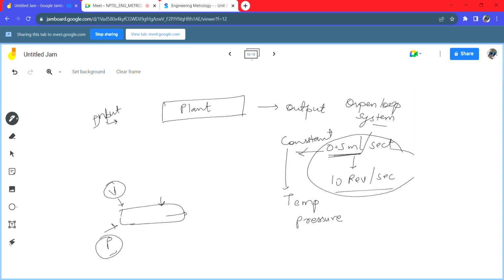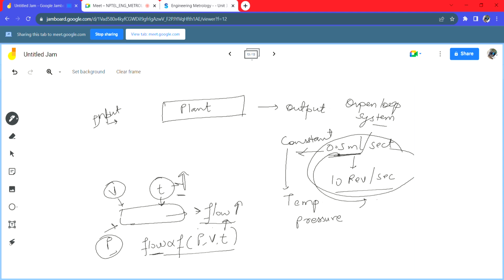But because it was kept in the open and it was a hot summer day, the temperature T started rising. Now, because this temperature T started rising, and we know that the flow of the fuel we have decided was a function of the pressure, volume and the temperature, and these two being constant but this increasing, the flow started to increase. So now we are not having this flow of 0.5 ml per second, but it increased to say 1 ml per second because of the rise in the temperature.